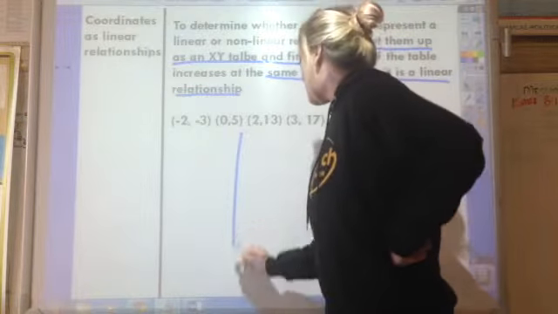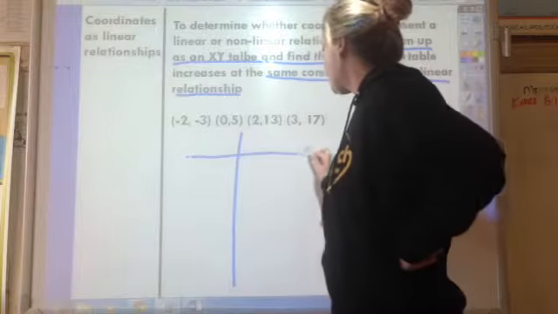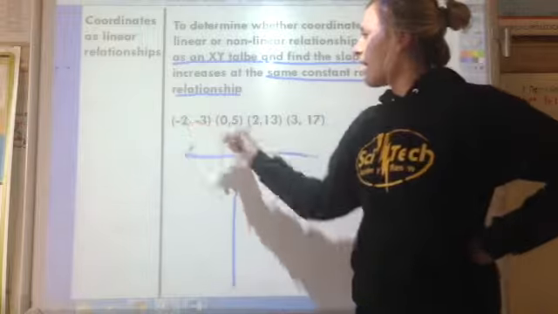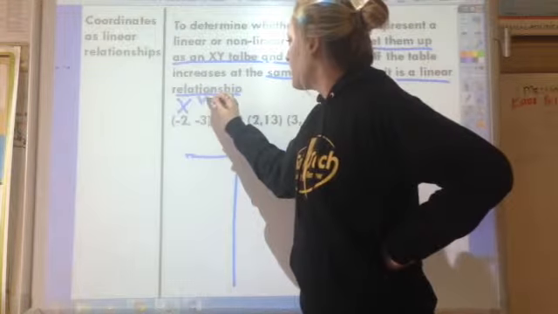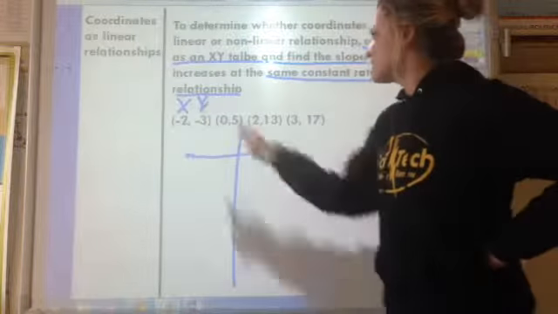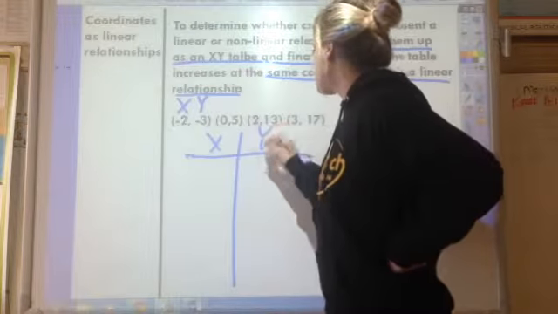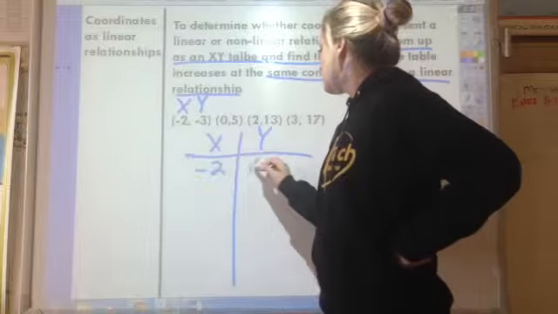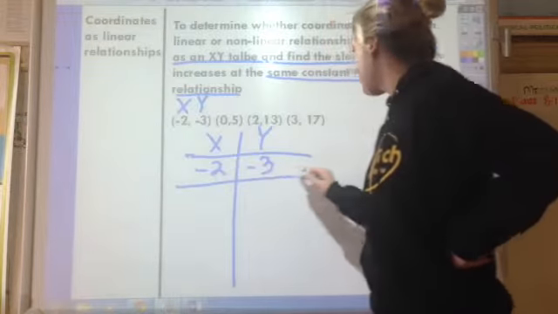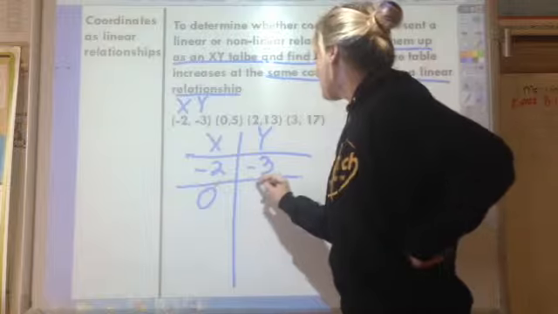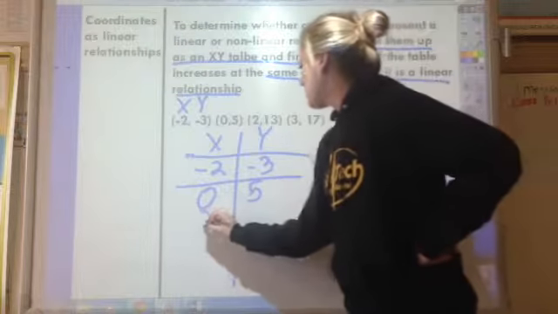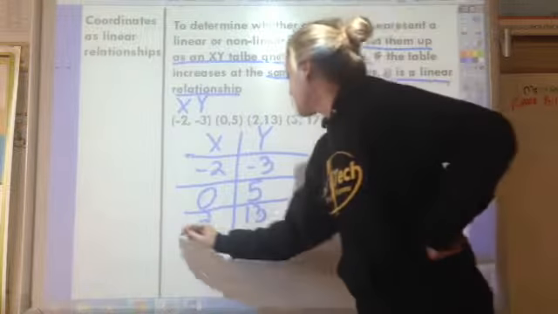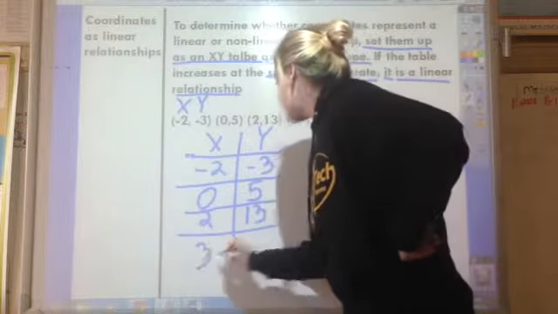I'm going to set this up as an xy table. And again, if you're having trouble remembering which comes first, x or y, x always comes first in the alphabet, right? Same thing with graphing. So this will be my x side of my table, this will be my y side. And then I just plug these in. So I have -2, -3, 0, 5, 2, and 13, and then 3 and 17.